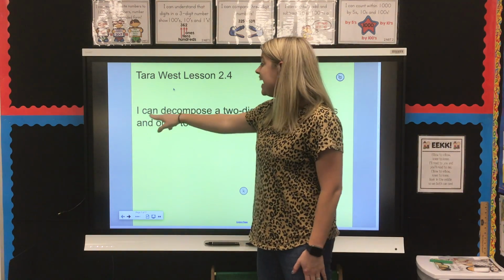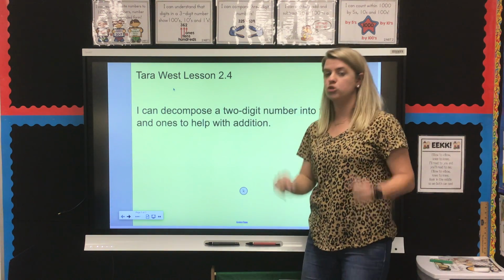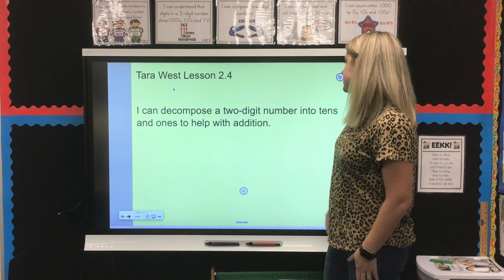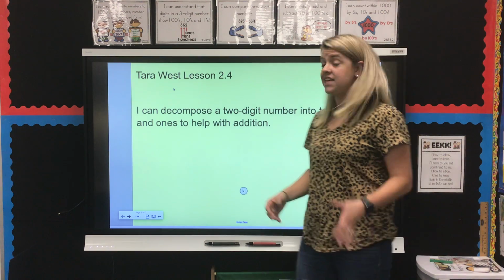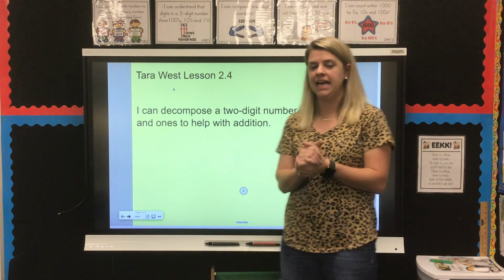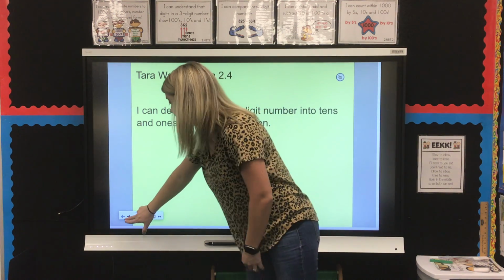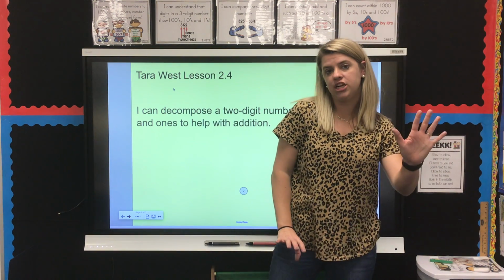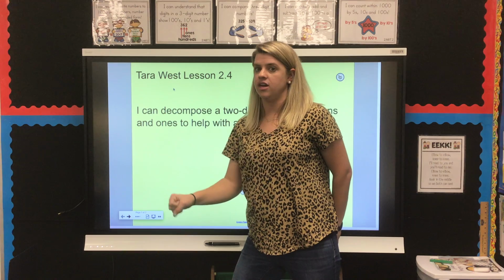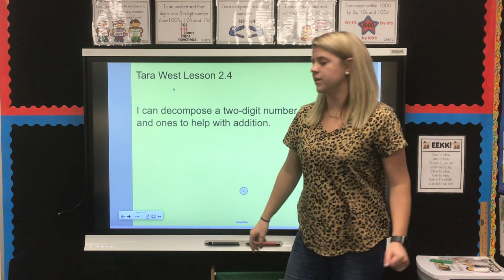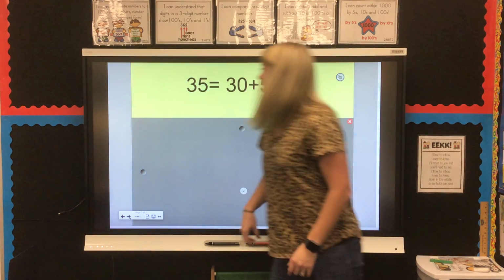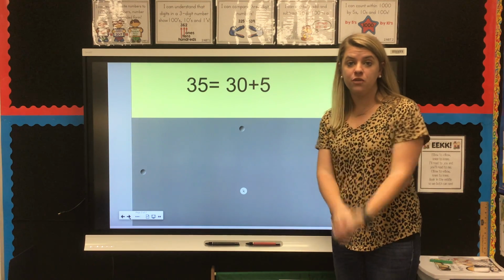We're going to say, I can decompose or break down a two-digit number into tens and ones to help with addition, okay? Because remember, we're working with two-digit addition. Yesterday, we did a two-digit number plus a one-digit number. Let's see what we're going to do today. All right, first, we're going to review.